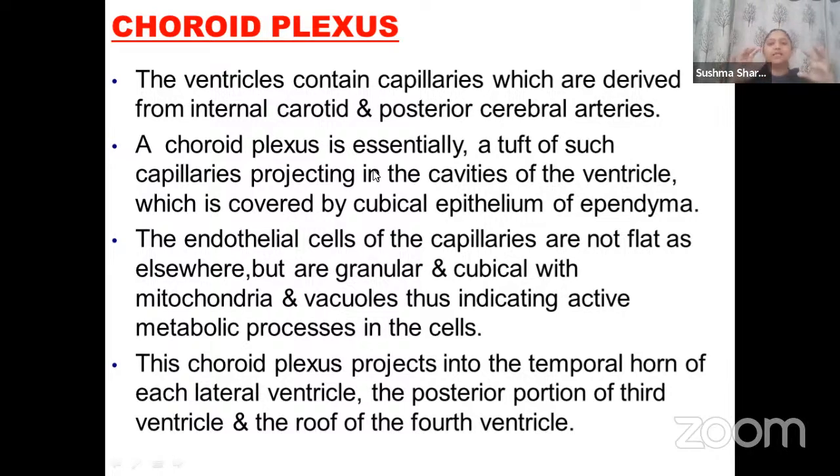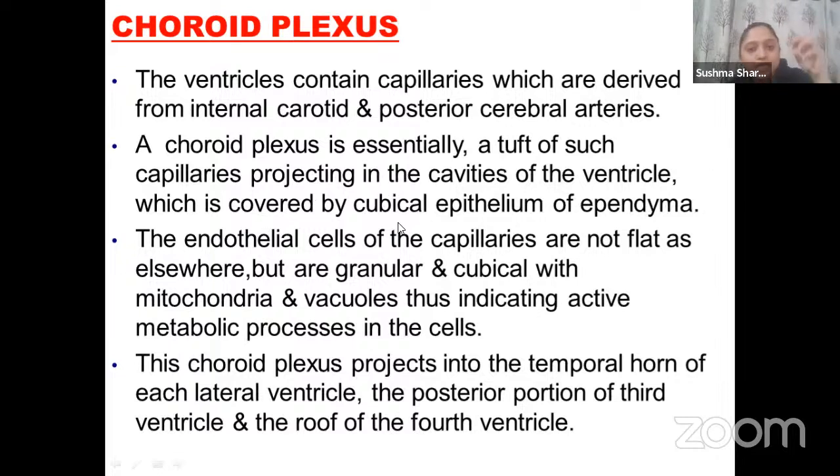Now, choroid plexus, the name plexus, we have heard again. Plexus means any network, any bunch of things which are together. We have brachial plexus also. So, choroid plexus is nothing but a bunch of such capillaries which are projecting into the cavities of the ventricle, which is covered by cubical epithelium of ependymal cells.